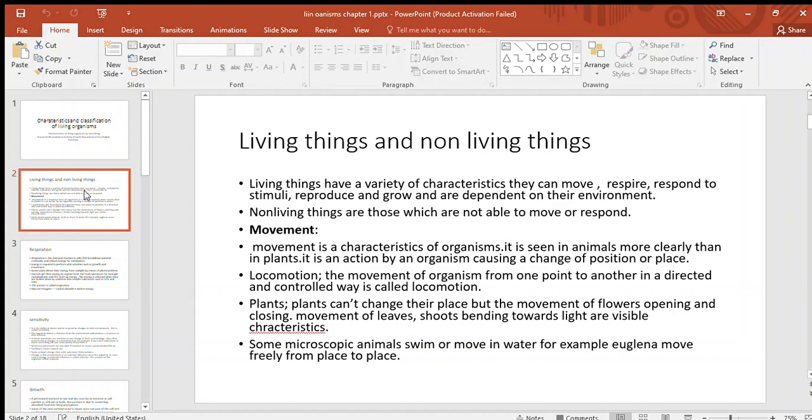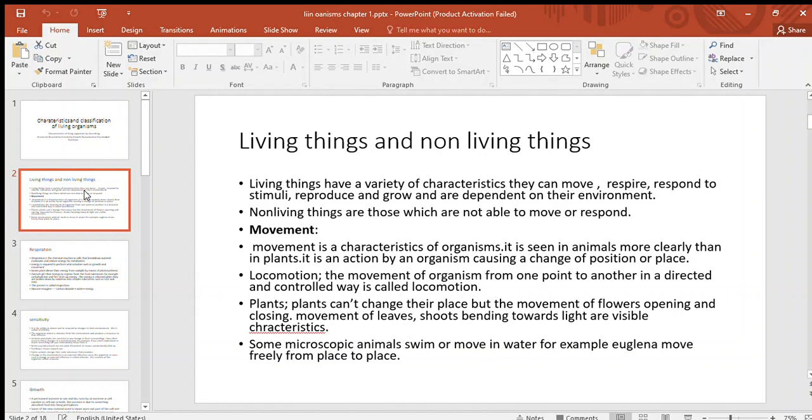Okay. Now we discuss the features of living organisms one by one. Movement. Movement is a visible feature of animals and humans. Movement is a characteristic of organisms. It is seen in animals more clearly than plants. It is an action by an organism causing a change of position or place.